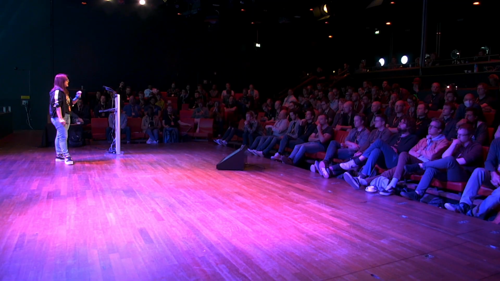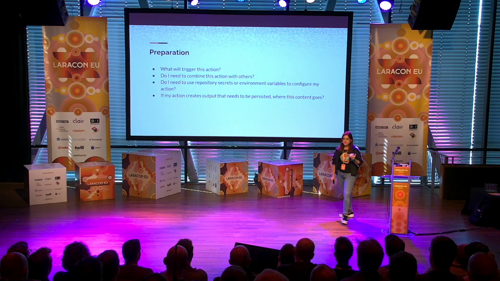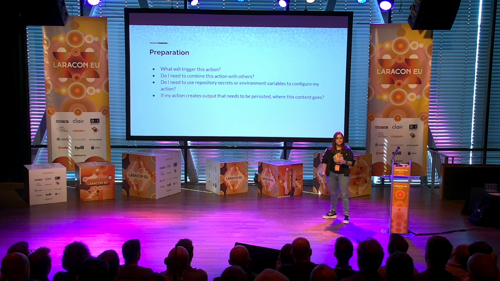Environment variables you can set up either as action secrets or as a workflow environment variable. This can be set in the workflow itself. The last question is, if my action creates output that needs to be persisted, where does this content go? So this was answered by the previous question. We will be creating a pull request, but you could also be uploading, like in Dynacover, where I upload the image to Twitter, or you could be saving to a database or something else.